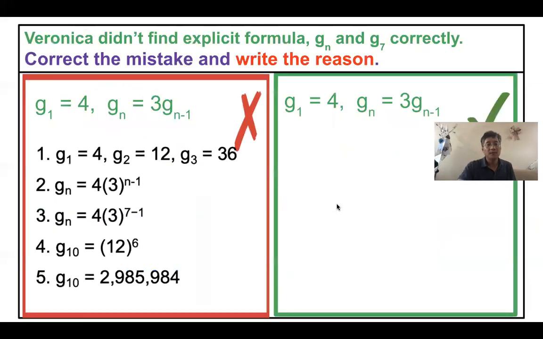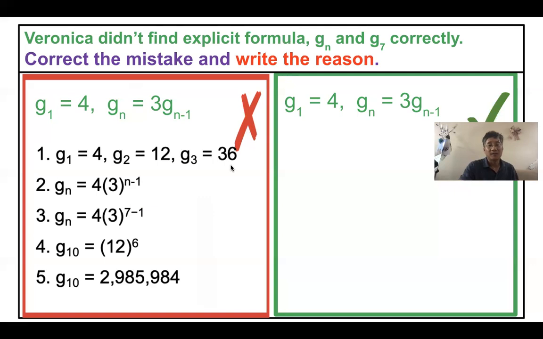So now, in this error analysis, can you find out what the error is? Let's see. g1 equals 4, gn is 3 times gn minus 1. We know that this is an n minus 1 term, and that this is a recursive formula. To get the next term, you multiply the previous term by 3. Do you understand what kind of sequence this is? Yes, geometric sequence. Then you can find g1 is 4, g2 is 12, g3 is 36, right? That's the sequence.